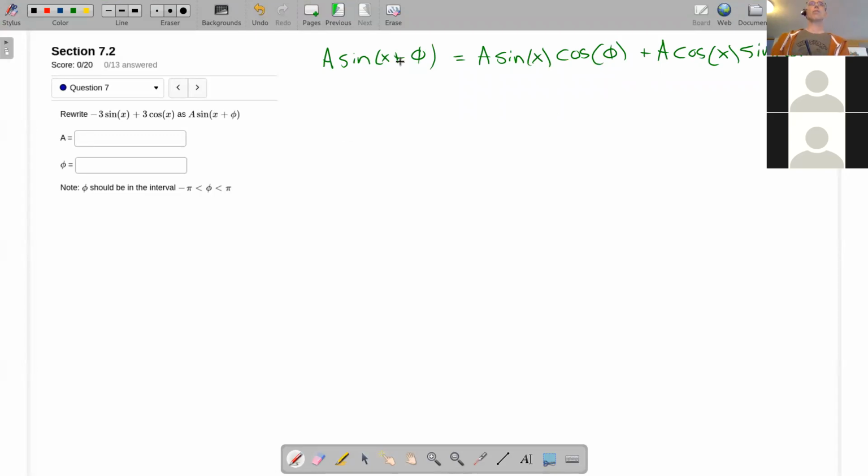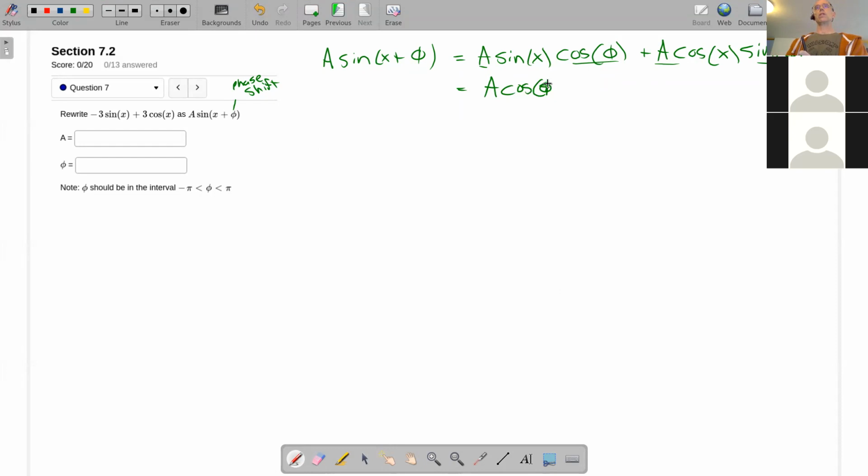Now x is my variable here. Phi is just some fixed shift. So that's the phase shift, it's just some number. We've got to figure out what number that is. So the A is a constant, so is the cosine of phi. The A is a constant, so is the sine of phi. So A cosine phi is just some constant.